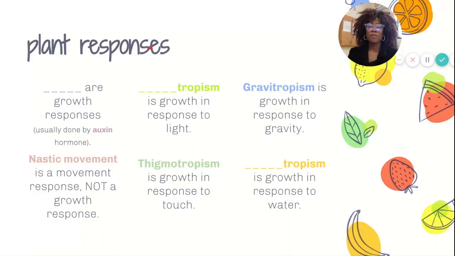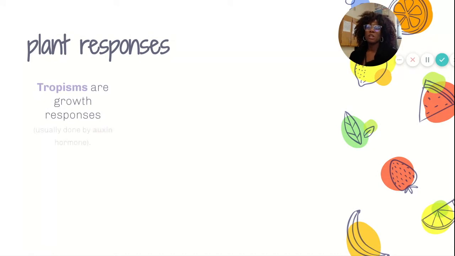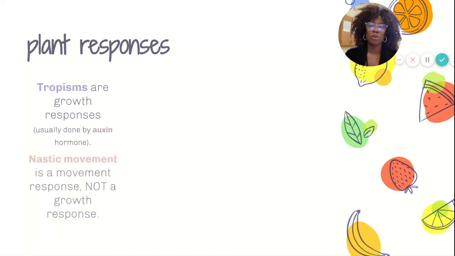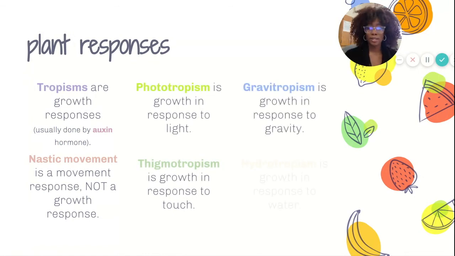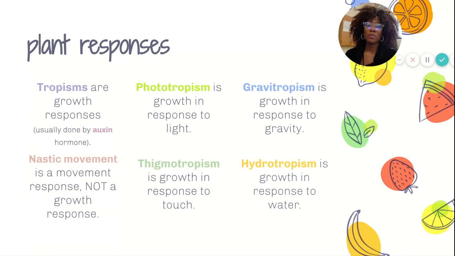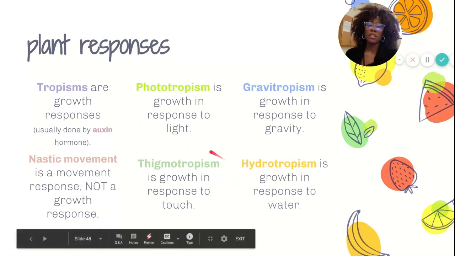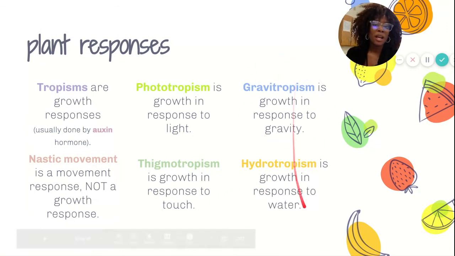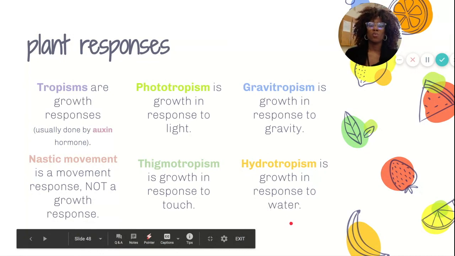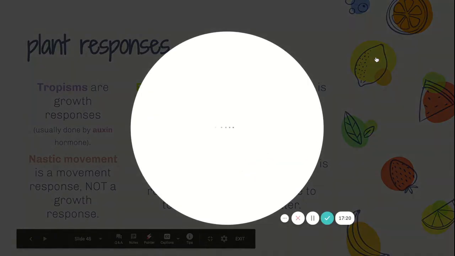Good job. And then from today's lesson, fill in these blanks. Exactly. So tropisms are going to be growth responses that are usually done by the auxin hormone. Nastic movement is a movement response, not a growth response. Okay. Phototropism is going to be growth in response to light, while thigmotropism is growth in response to touch. Gravitropism is growth in response to gravity. Hydrotropism is growth in response to water. So that is pretty much it.